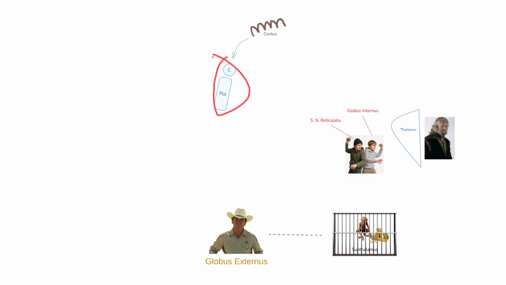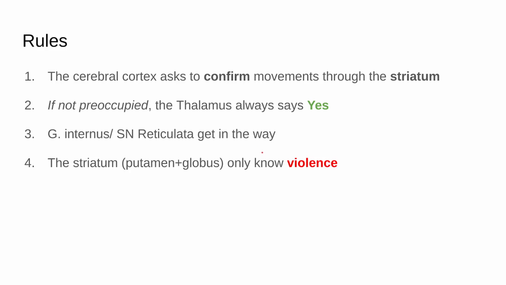Cortex still goes to the striatum and still does activation, but says, I want to stop, or wants to do a movement that requires stopping. What do you do in this situation? Well, let's look back to the rules. The striatum only knows violence.